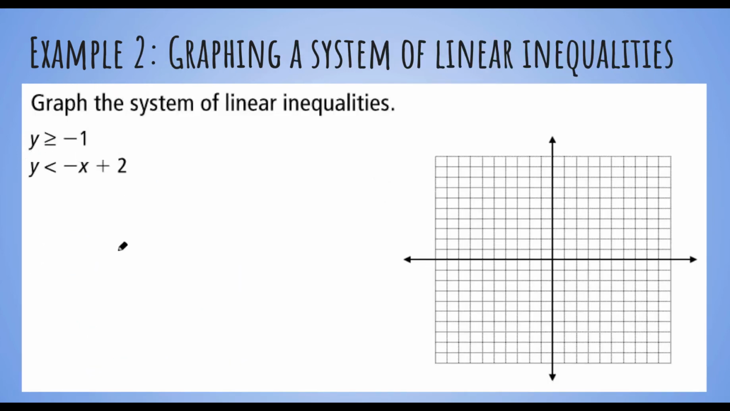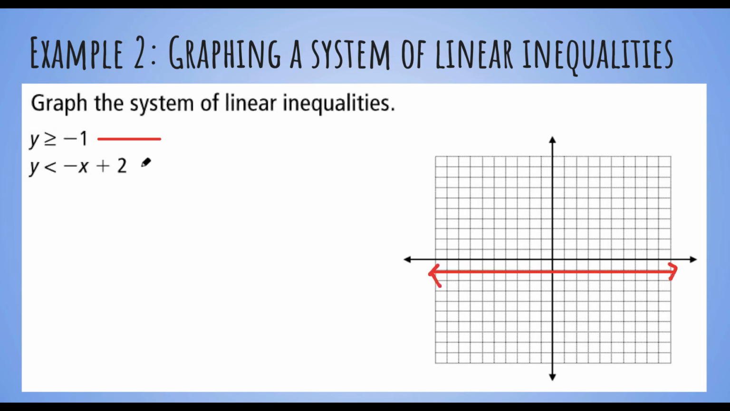Okay, so I'm going to graph now a system of linear inequalities. I have two inequalities. So the first inequality I am looking at is y is greater than or equal to -1. I know this is going to be a horizontal boundary line at -1. And I also know it's going to be a solid line because of the equal sign at the bottom. So I'm first going to draw the boundary line. Y is equal to -1.